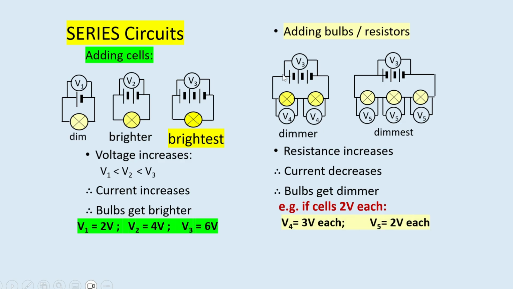the 6 volts is divided between the 2. So voltmeters number 4 would each be 3 volts. 3 plus 3 adds to 6. And in this case, the voltmeters number 5 are all 2 volts each. 2 plus 2 plus 2 equals 6.